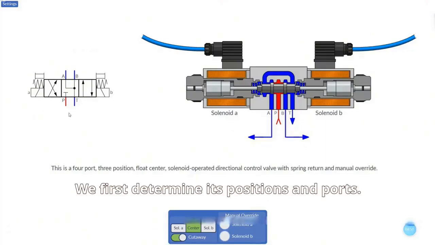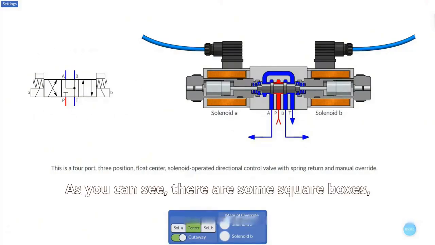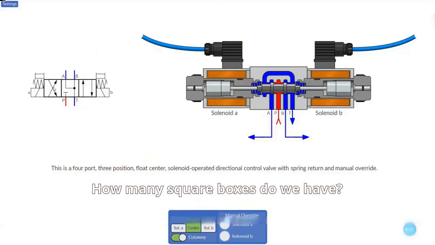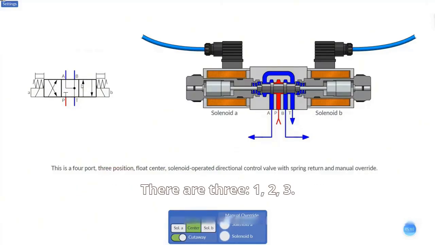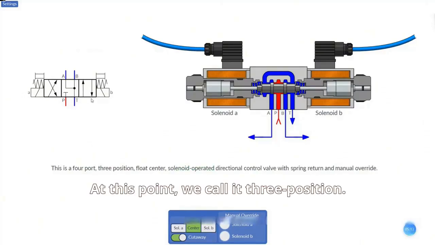Okay, we first determine its positions and ports. As you can see, there are some square boxes, right? How many square boxes do we have? There are 3, 1, 2, 3. At this point, we call it 3 position.